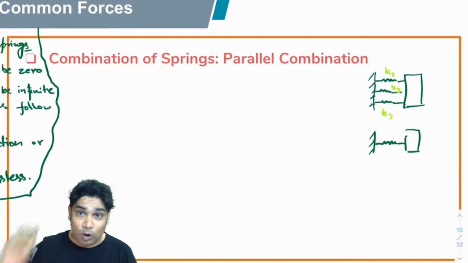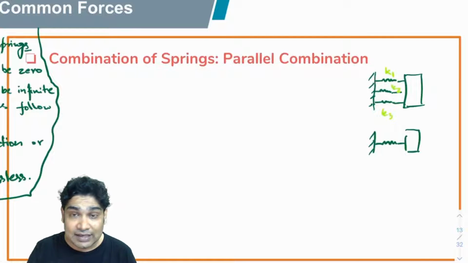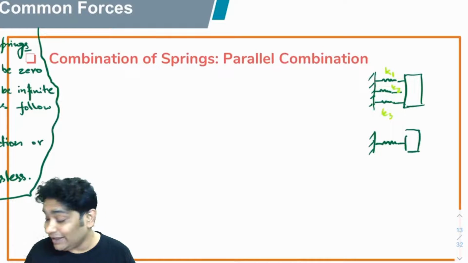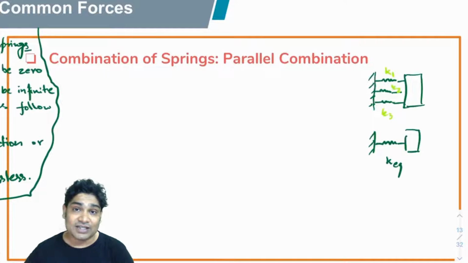If I could replace all three with a single spring such that the effects produced by three springs are exactly replicated by this one spring, then the spring constant of this is called the K equivalent. So this has a spring constant which is called K equivalent. So K equivalent essentially means that you should be able to replace all these three springs by a single spring. All right, now let's see what we are trying to do.